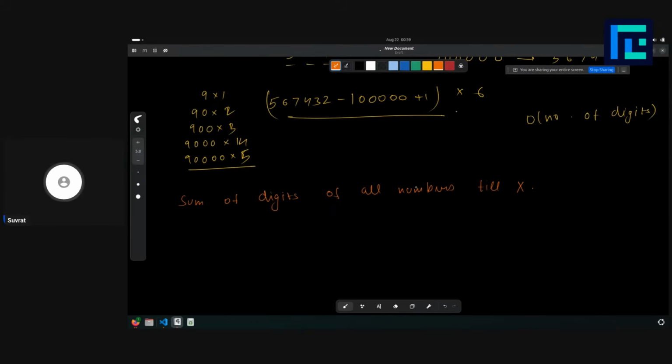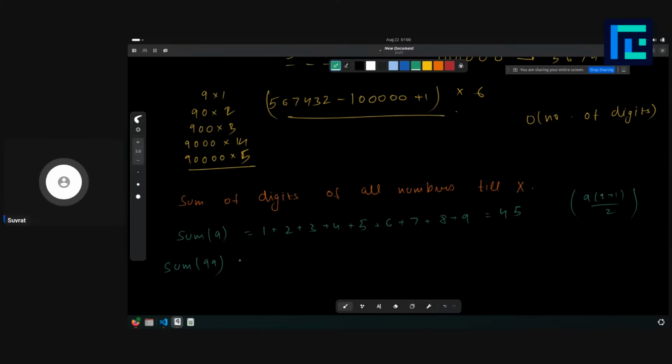So first of all, let's try to find some patterns for this. Let's take the sum till 9. So it would be 1 plus 2 plus 3 plus 4 plus 5 plus 6, 7, 8, and 9. So this is 45, right? We all know that, basically 9 into 9 plus 1 upon 2. So this is 45.